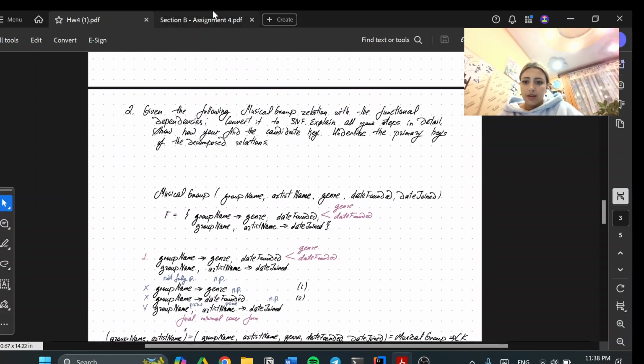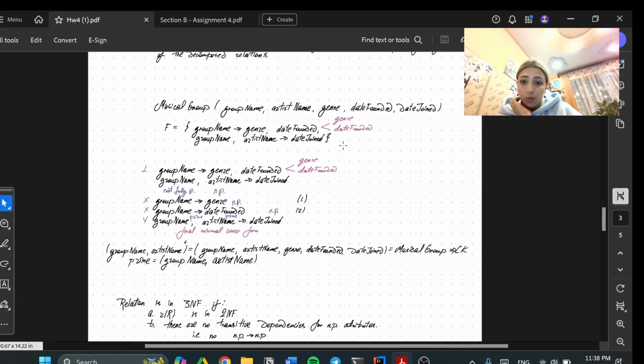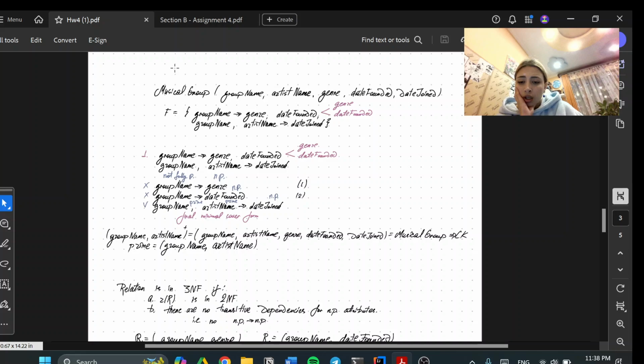Next exercise. Given the following musical group relation with the functional dependencies, convert it to 3NF, explain all your steps in detail, show how you find the candidate key, underline the primary keys of the decomposed relation. Musical group: group name, artist name, genre, date founded, and date joined.